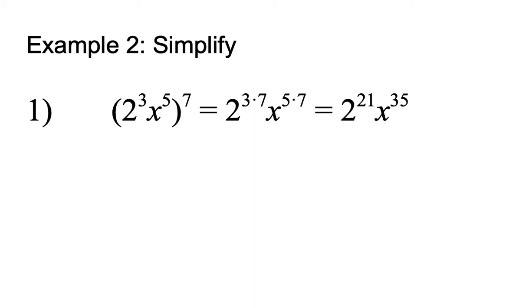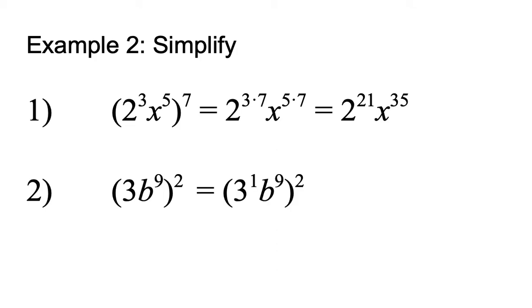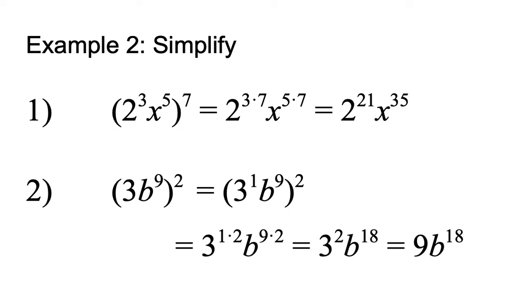Let's consider a different example. In parentheses, 3b to the ninth raised to the second power. Be careful on a problem like this. Even though it's not written, there is indeed an exponent on the 3. This is really 3 to the first, b to the ninth, and then in parentheses, raised to the second power. So we will multiply all the exponents in the parentheses by 2. This becomes 3 to the 1 times 2 times b raised to the 9 times 2. 1 times 2 is 2, 9 times 2 is 18, so this is 3 to the second power times b to the 18 power. We can simplify 3 to the second to 9, so this is 9b to the 18th power.